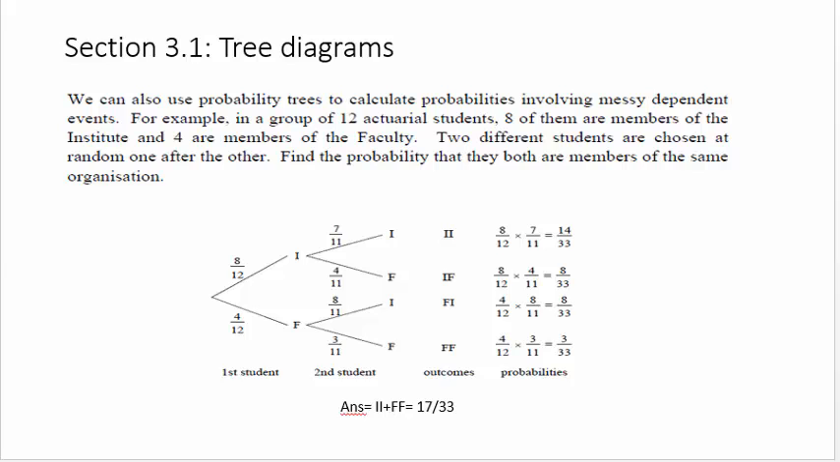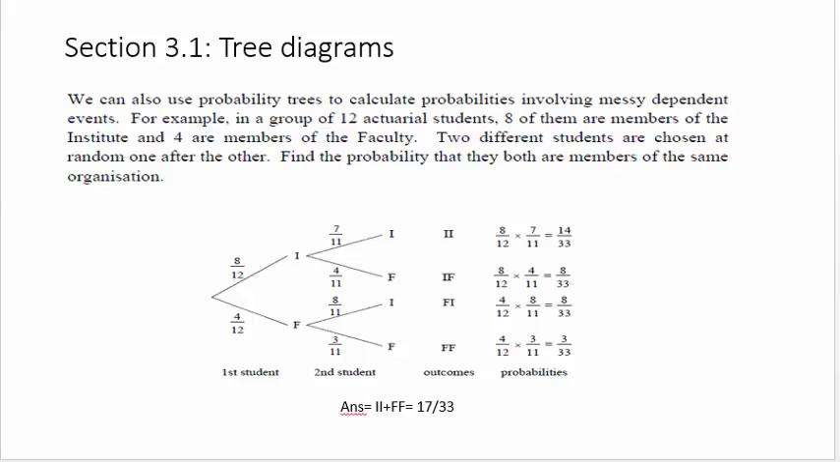Similar to the previous question, we can calculate that there are 4 possible outcomes: II, IF, FI and FF. Our favorable cases are those in which the students are of the same organization, so II and FF will be our favorable cases. And how we have calculated the probabilities at every step: 8 members are of the institute, so 8 by 12 is the probability of a student being of the institute, and 4 by 12 is the probability of the student being of the faculty.